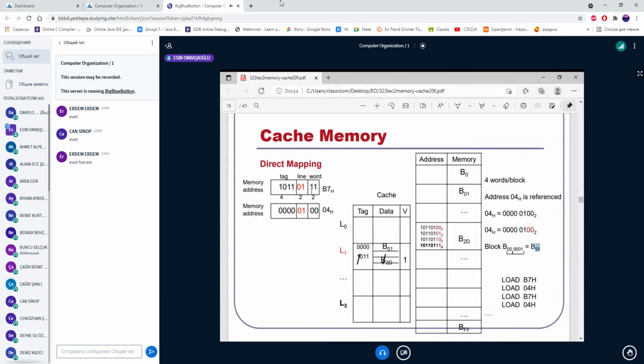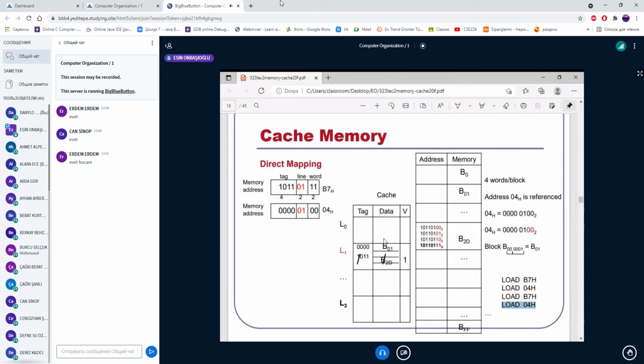So now, first block 2D will be accessed. It will be taken into the cache, and then in the next instruction, block 01 will be moved into the cache. So block 2D is not in the cache anymore. It is replaced by block 01. And then the CPU tries to access block 2D again, so block 2D will replace block 01. Then again block 01 will be accessed, and that will replace block 2D. So actually, these blocks will continuously replace each other.